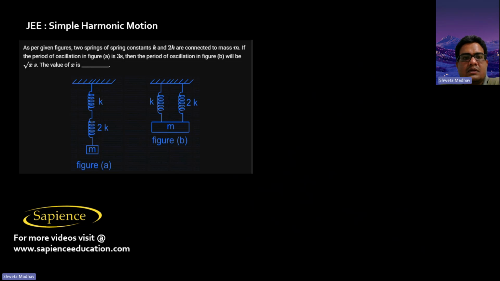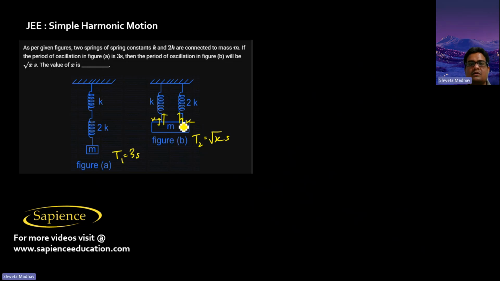And here it is told, as per the given figures, two springs of spring constants K and 2K are connected to mass M. If the time period of oscillation in figure A is 3 seconds, the time period of oscillation in figure B will be root x. So here the time period T2 is root x seconds and T1 is equal to 3 seconds. Then x will be how much? Here actually the same extension will happen in both the springs.